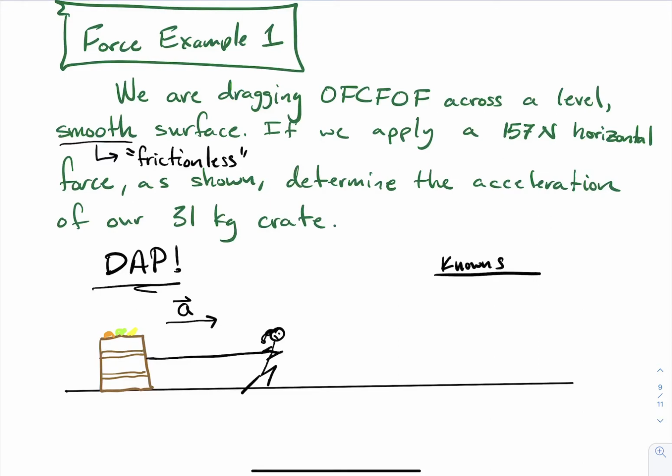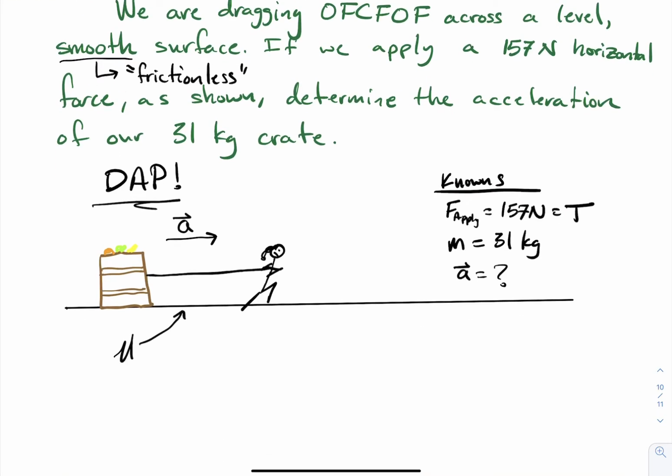We know that the force we're applying is 157 newtons, and it's being applied through a rope. And so we're going to say that that's a tension force. The mass of our crate is 31 kilograms, and we don't know the acceleration. We also could note that the coefficient of friction, mu sub k, between the surface and the crate is 0, and that's given. So that would be the picture.